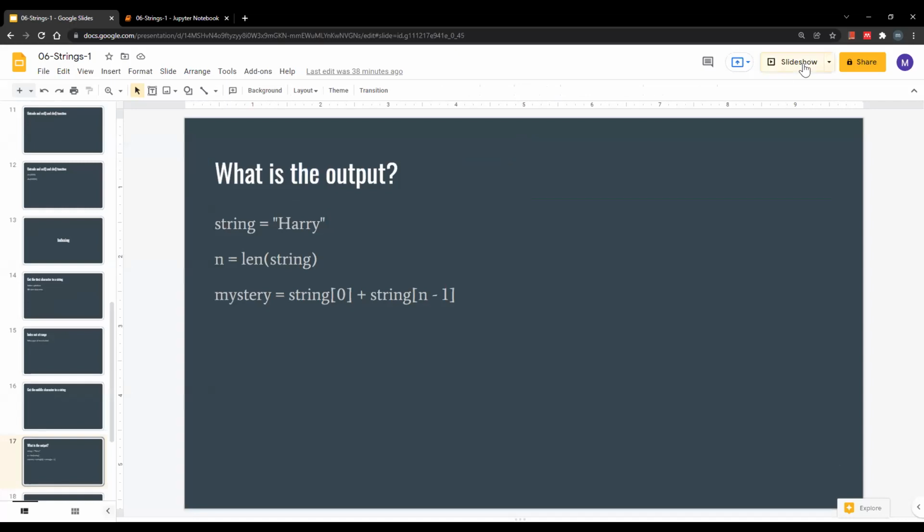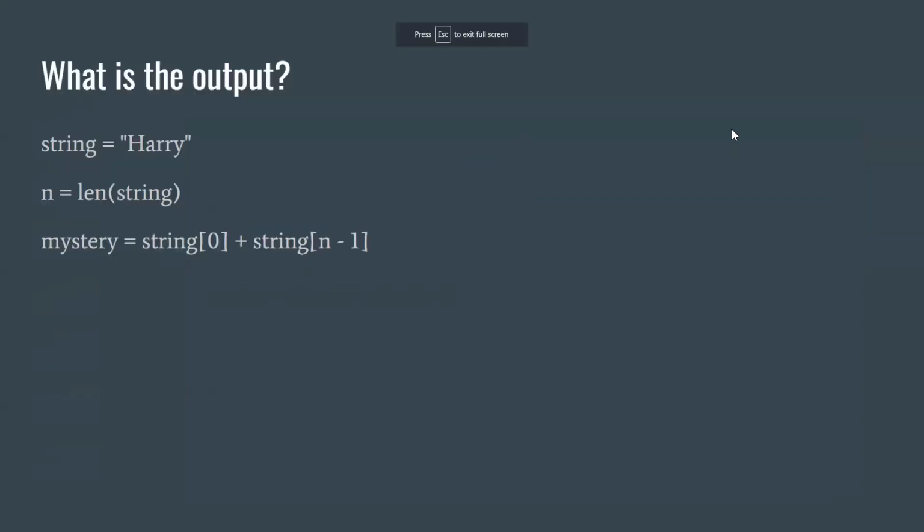So a quick practice here. What is the output in this program? If I print mystery, notice how the string is Harry. I am calculating the length. How many characters do I have here? I have 5. So len will return 5.